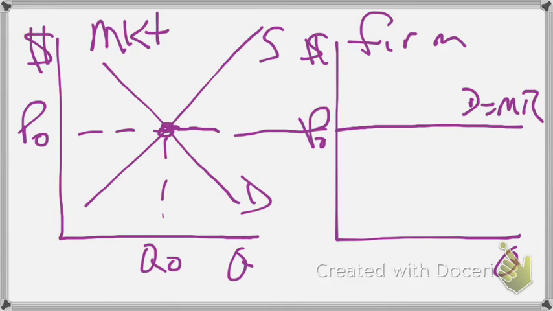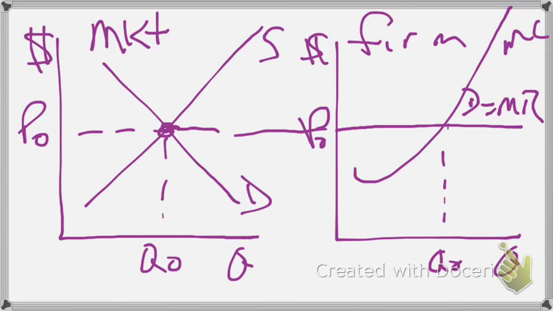Now we can throw in our marginal cost line, and at that given point, we know that we have where marginal cost equals marginal revenue. That is the quantity we're going to be producing at that given price.